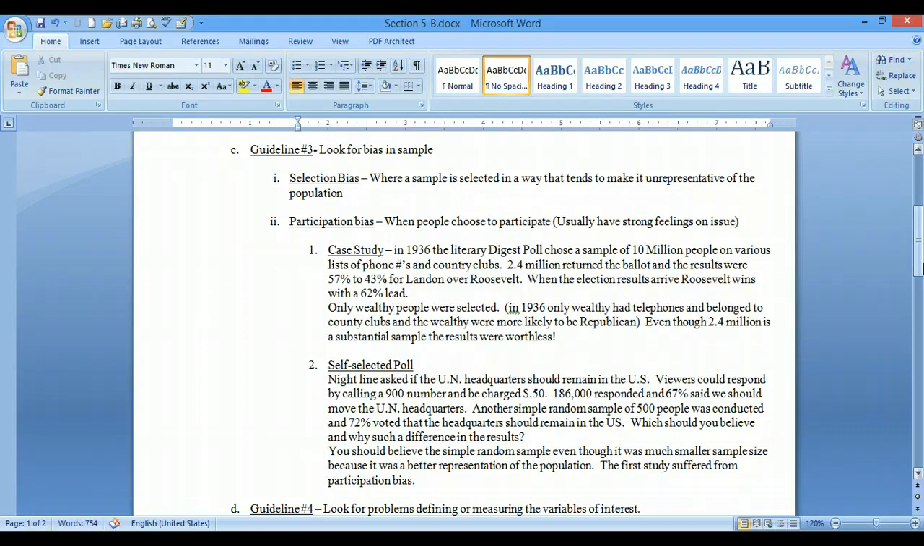Another simple random sample of only 500 people was conducted, and 72% of them voted that the headquarters should remain in the US. Which study should you believe, and why was there such a difference in these results? Well, the first one, the 900 number, they were charged 50 cents, which means these people who responded had very strong views. Of the 500 people, it was a simple random sample, and therefore there wasn't any bias. So the first study suffered from a participation bias. And so the second one, even though it had a much smaller sample size, it was a better representation of the entire population.